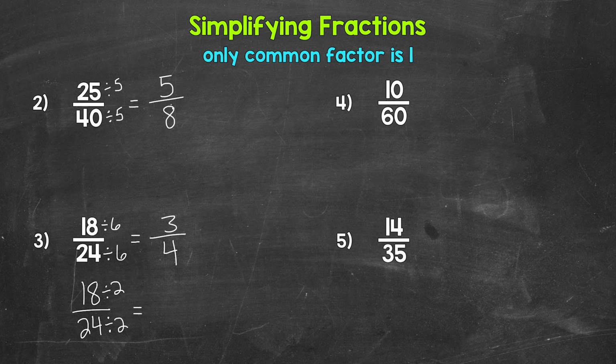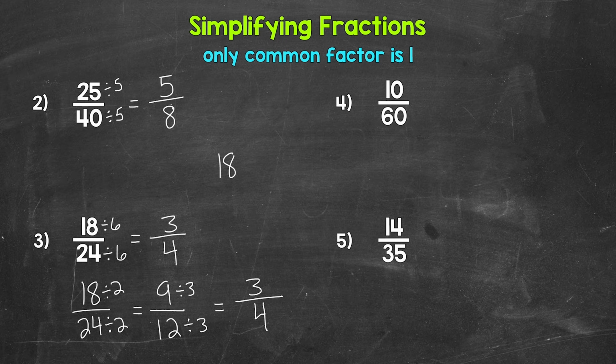18 divided by 2 gives us 9, and 24 divided by 2 gives us 12. So we end up with 9/12, which is different than 3/4. But we have a common factor other than 1 that we can divide by here. We are not simplified yet. So what's that common factor other than 1? Well, 3. We can divide 9 by 3 and 12 by 3. 9 divided by 3 gives us 3, and 12 divided by 3 gives us 4. So we end up with 3/4 that way as well.